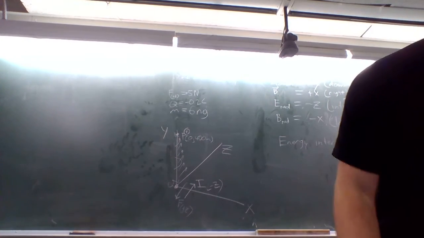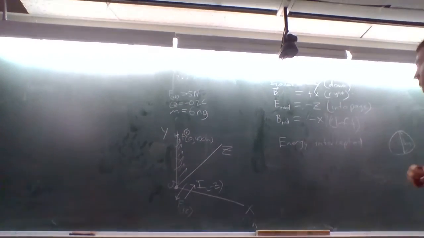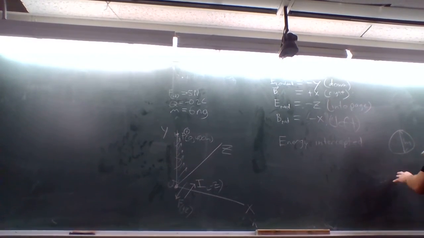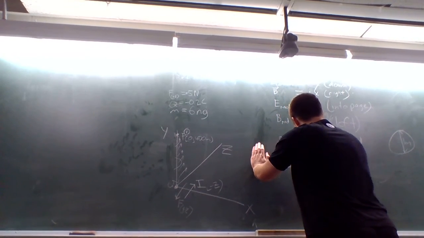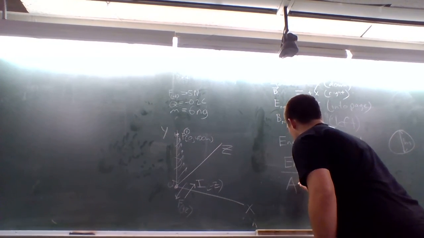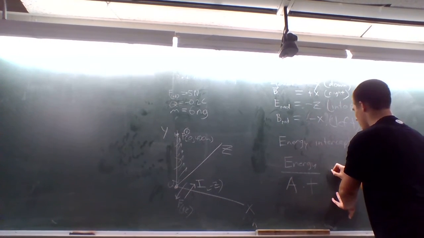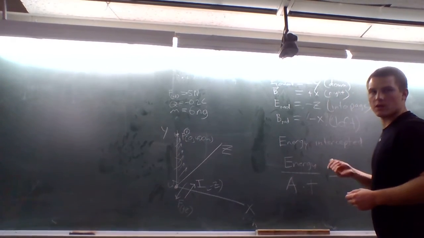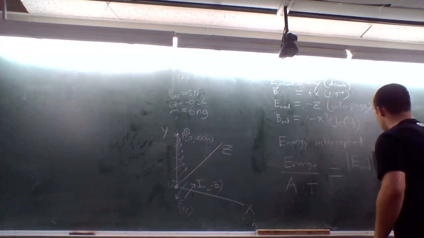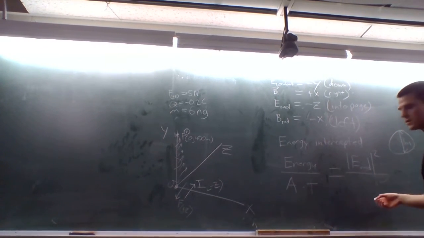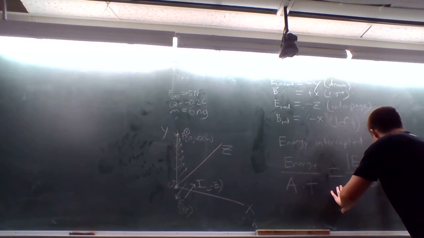1 meter diameter object. Well, he says black piece of paper, so we'll do that. Over a time of 20 seconds. And remember that the equation is energy over area times time equals the absolute value of Erad squared over 240 pi. Squaring it makes it positive either way.